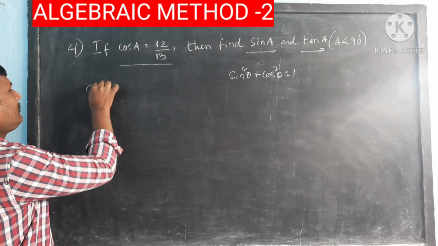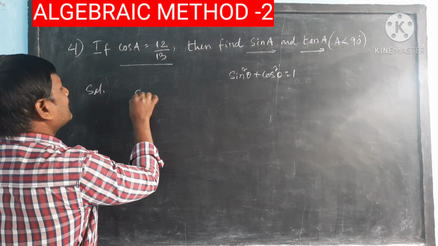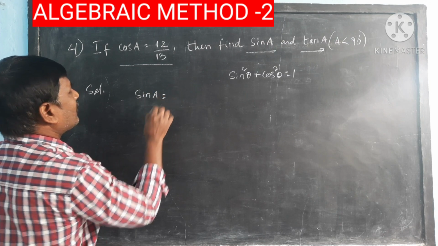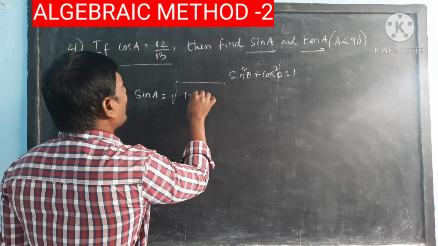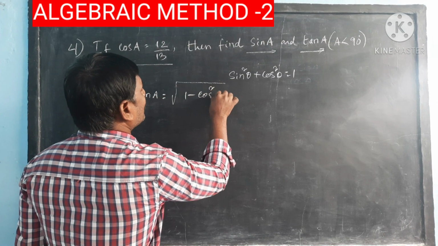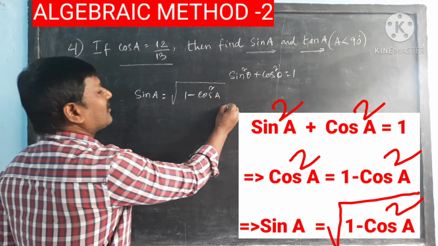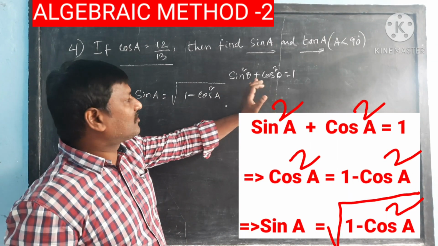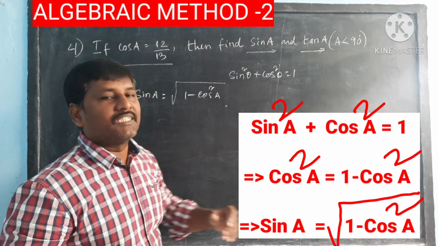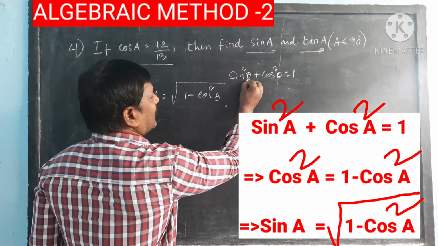We know that sin A is equal to the square root of 1 minus cos square A. We can get this from the identity sin square theta plus cos square theta is equal to 1. I just wrote A here instead of theta.